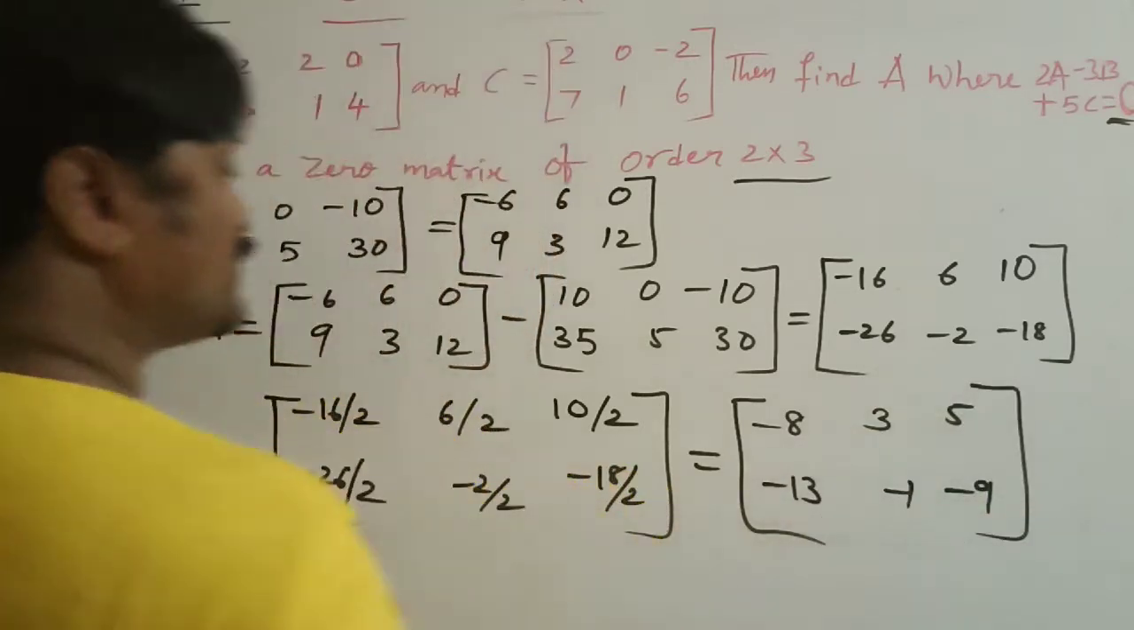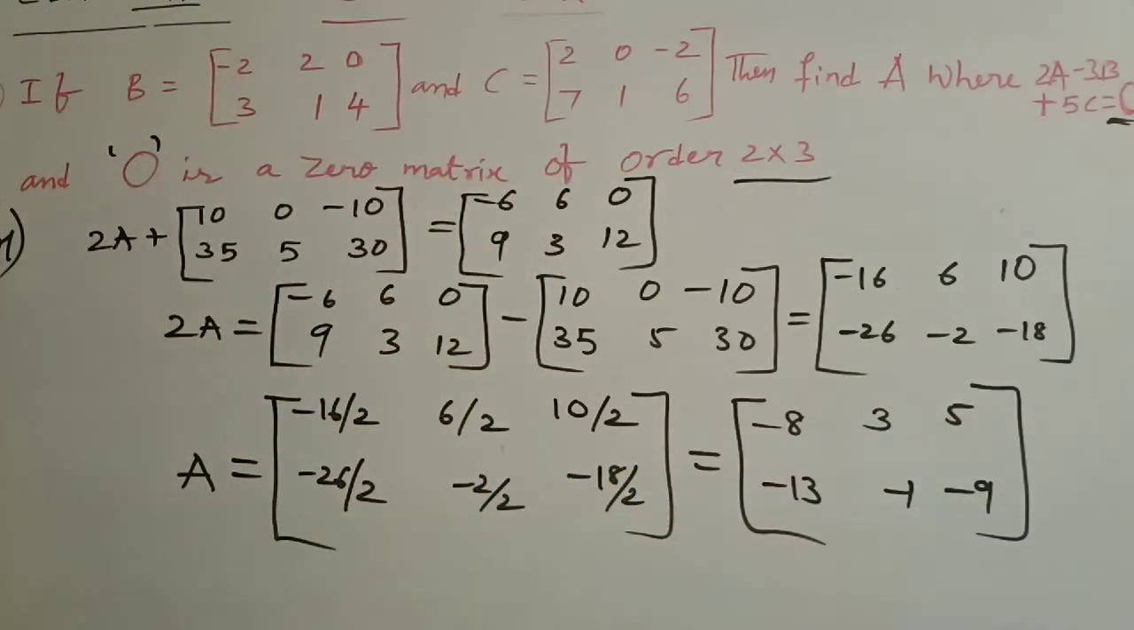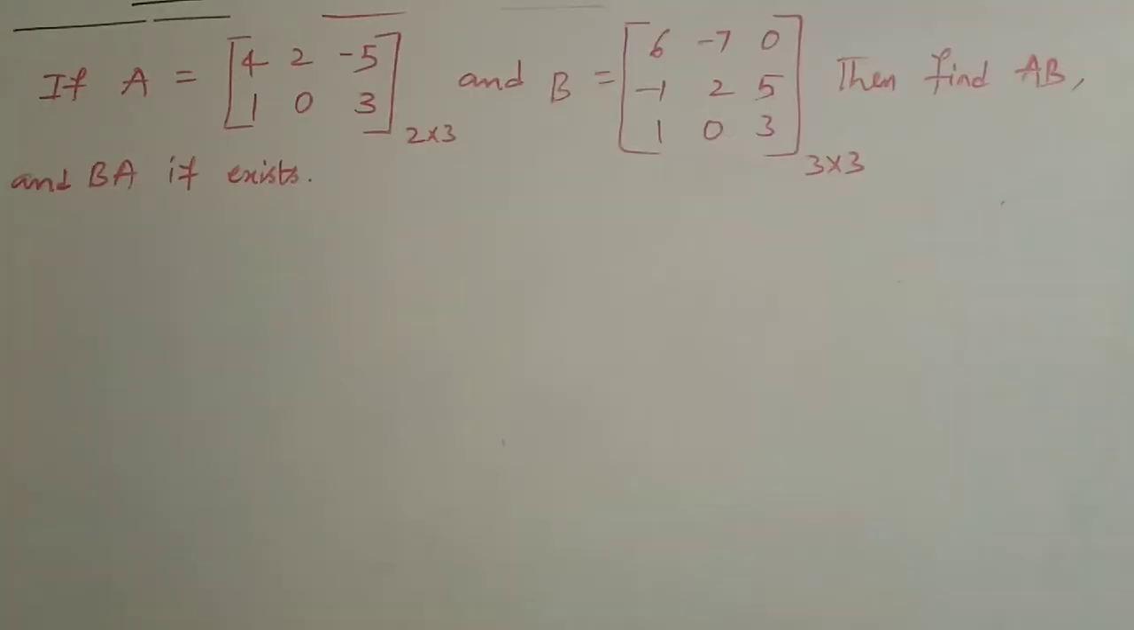So this is about your problem number 6 in how to find a matrix. It is the normal subtraction method only, but you have to solve it in this method. So that is about your problem number 6. Let's move on to problem number 7.